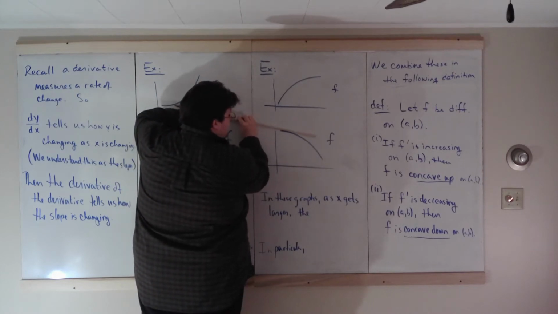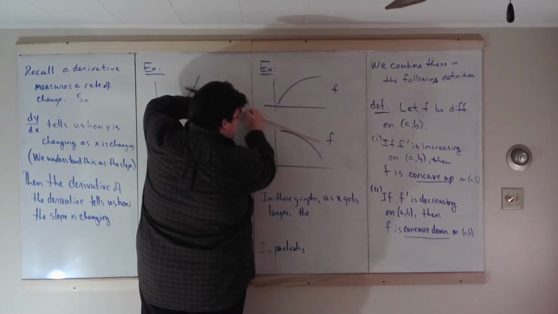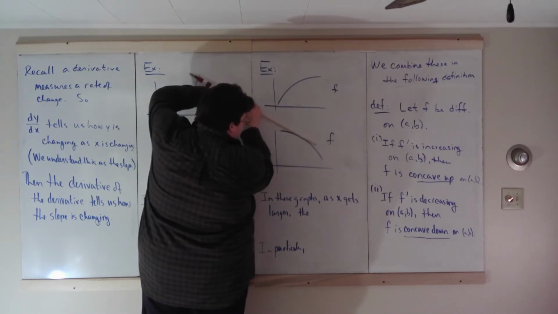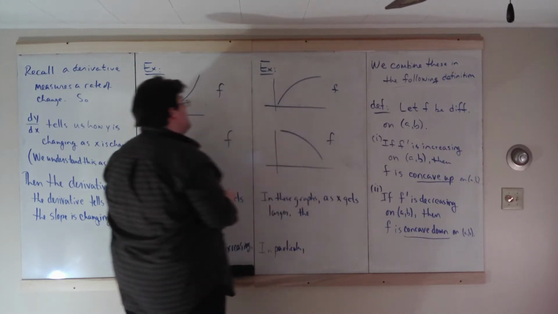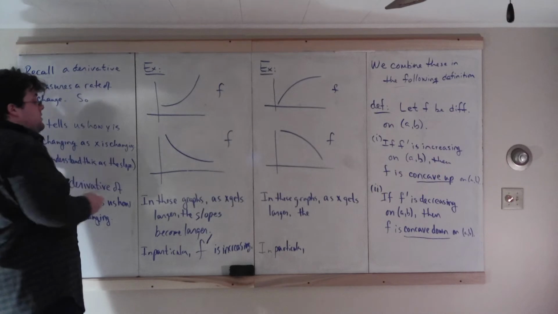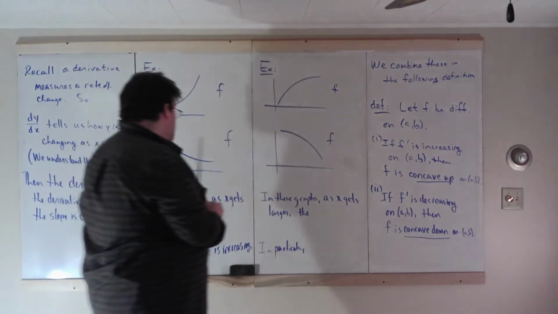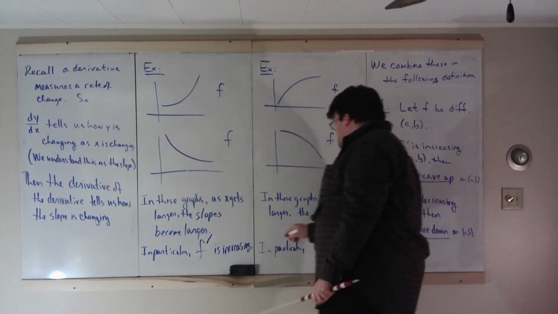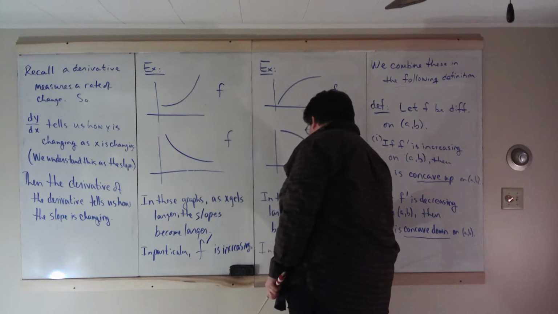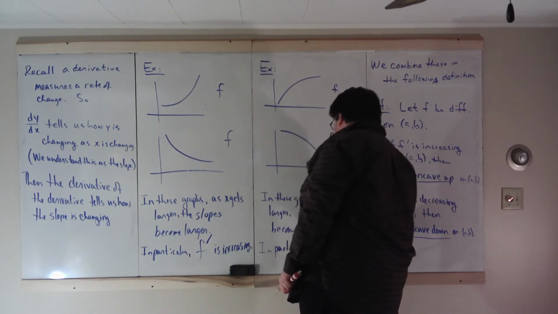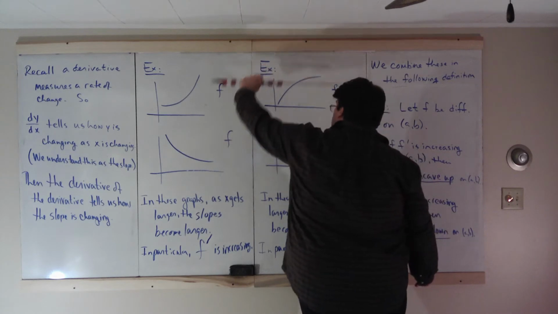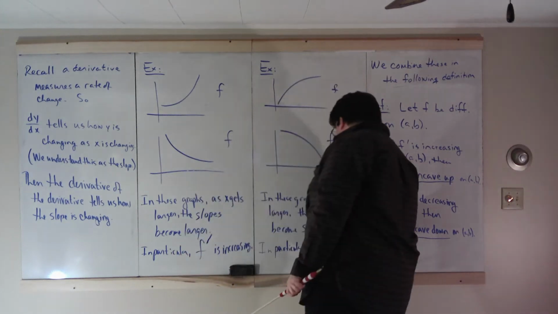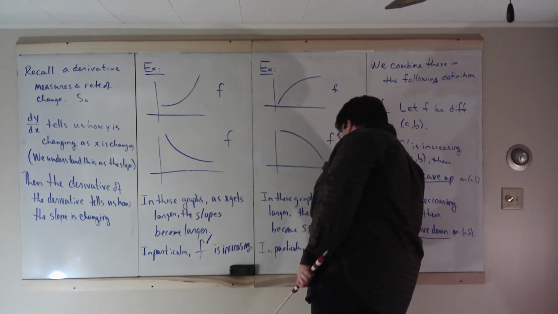And over here, they start as a small negative and they get more negative, slopes of the tangent lines. Here, the slopes of the tangent lines are also getting smaller. So in these graphs, as x gets larger, the slopes of the tangent lines become smaller. In the first, they start as a large positive, get less positive. In the second, they start as a small negative and get more negative. In particular, f prime is decreasing.